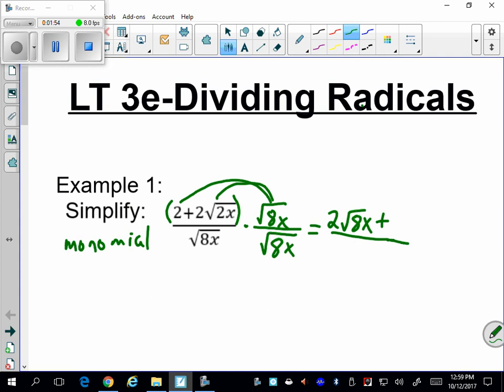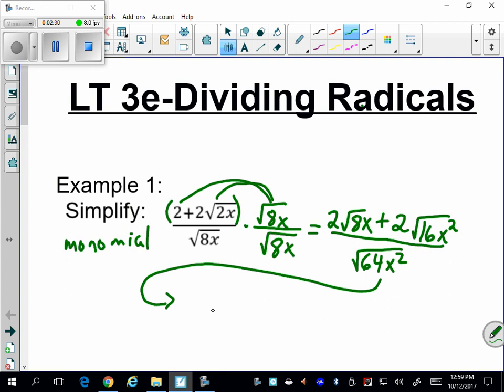And then we have, there's a 1 on the outside here. 1 times 2 is 2. And square root of 2x times the square root of 8x is the square root of 16x squared, since x times x is x squared. In the denominator, now I multiply that whole numerator out. In the denominator, we just have a monomial times a monomial. So it's the square root of 8x times the square root of 8x, which is the square root of 64x squared. Ran out of room here, so let's bring this down.